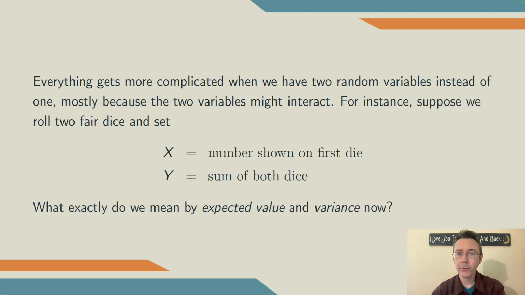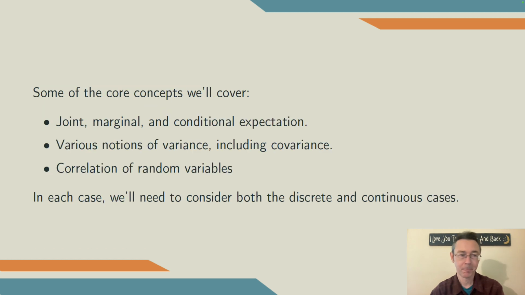For instance, suppose we're just rolling two dice, and we're letting x be the number shown on the first die, and y the sum of both of those dice. We have to come up with some more specific ideas of what we mean by expected value and variance now. Those can mean lots of different things here. Notice in particular that if we know the value of x, that gives us information about the value of y. So these two variables are not going to be independent of one another. We'll also need to define independence, by the way.